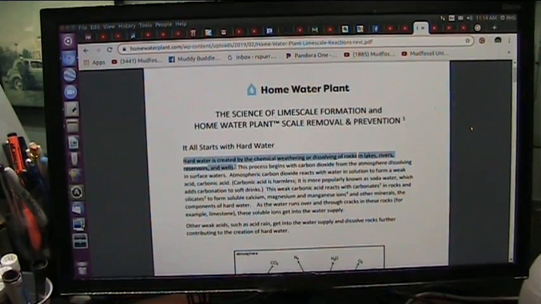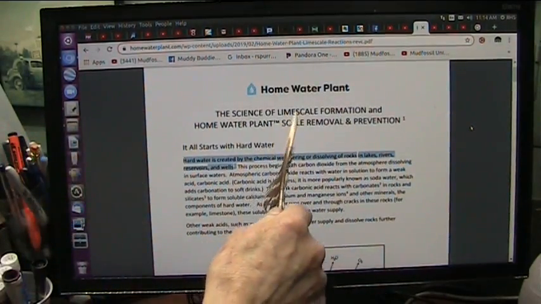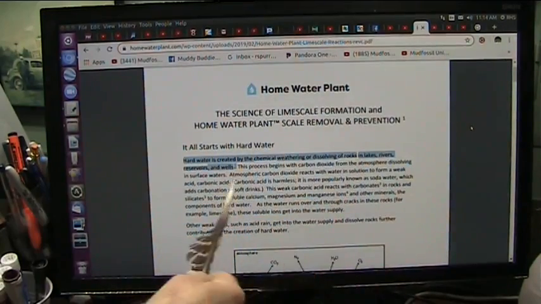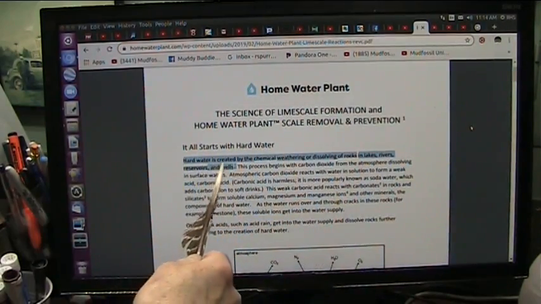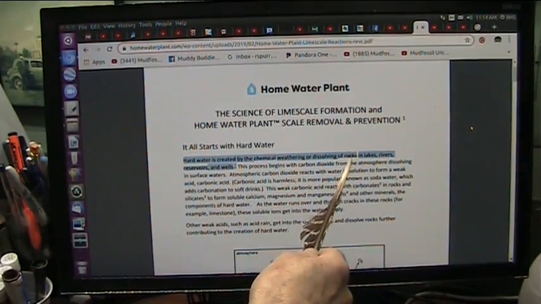All right, so Shandon takes this stuff, something like this, home water plant scale remover for lime scale formation. Now, hard water is created by the chemical weathering or dissolving of rocks.